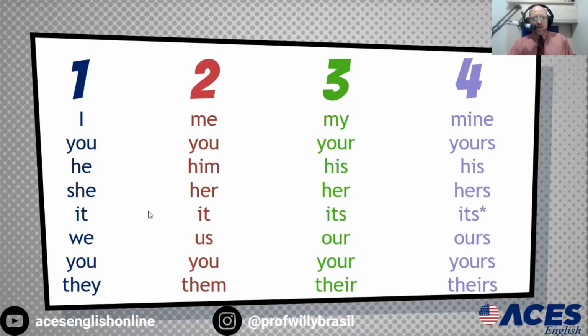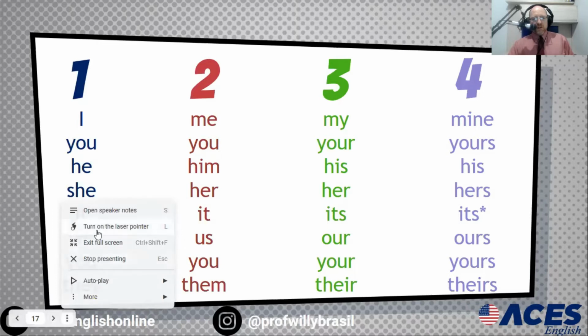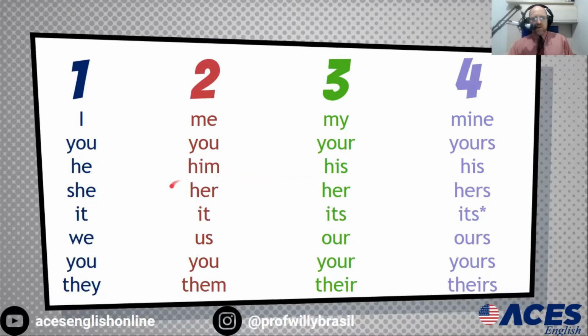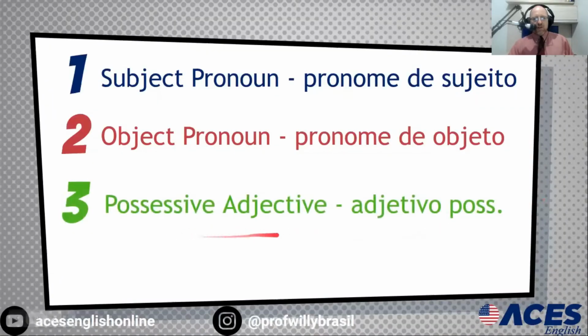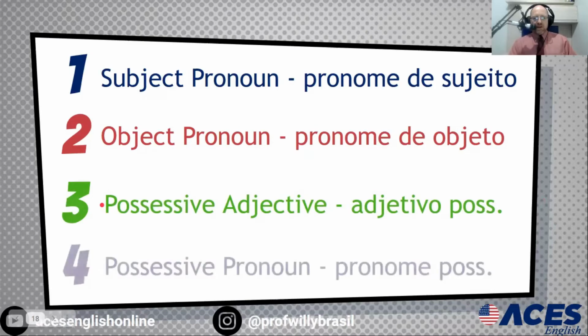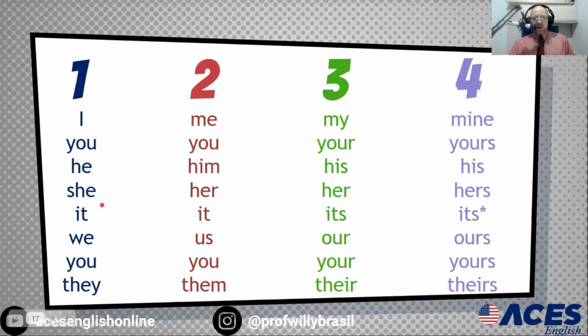Column 2, object pronouns are the pronouns that receive the action. And we need to remember that there's a lot of confusion here because of this one. Her and her. Her is an object pronoun and is a possessive adjective. Which is the third column, the possessive adjectives. The possessive adjectives are the ones that we put in front of nouns. So my car, your car, his car, her car, its car, our car, your car, their car. These are not pronouns. These are adjectives. They go in front of nouns.